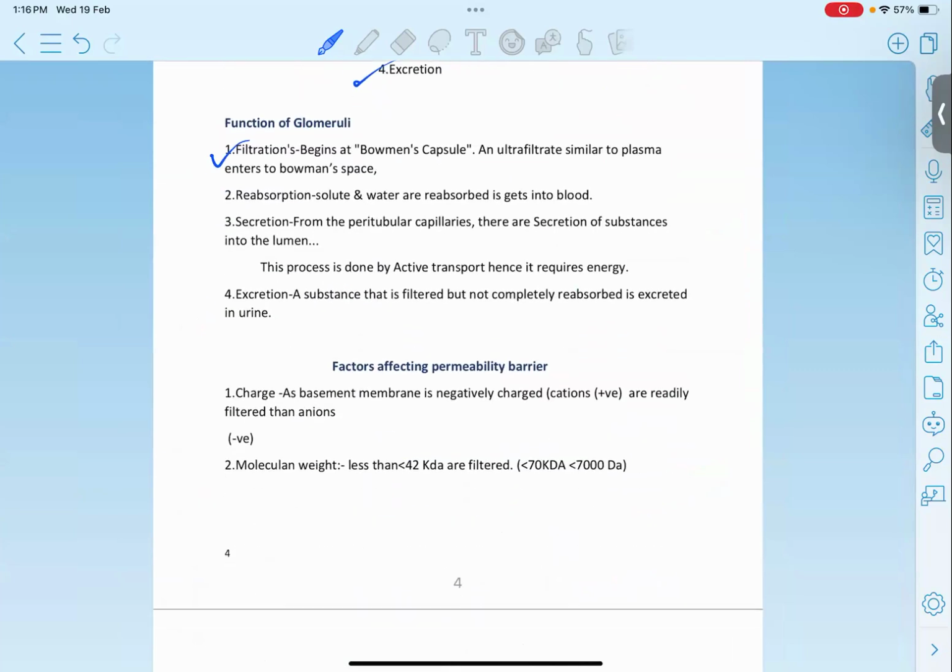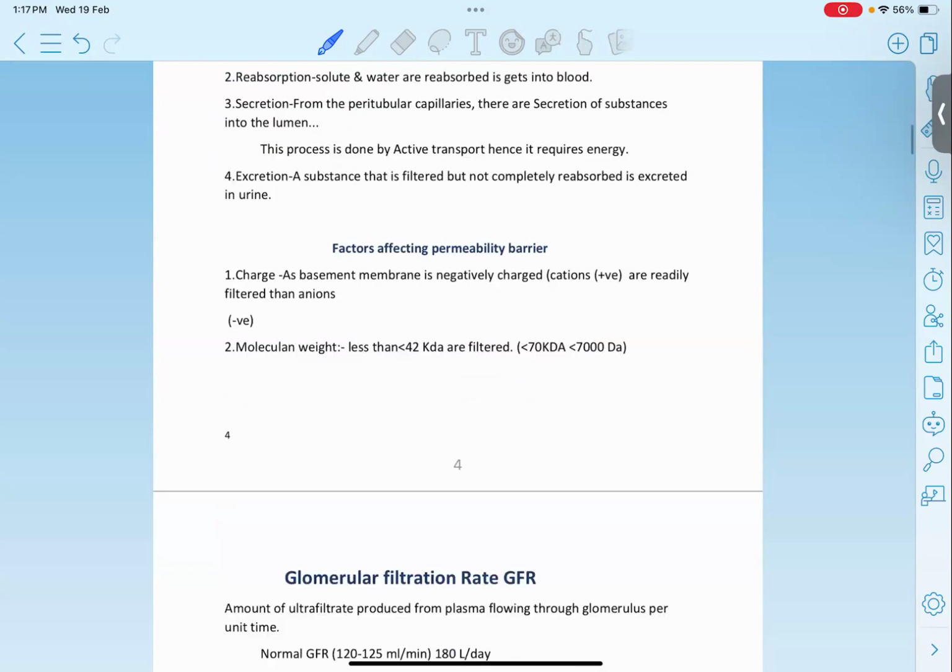This is all about filtration. Next is reabsorption. So we will reabsorb whatever we need to keep: water and solute. And secretion from peritubular capillaries, there is secretion of substance into the lumen, which we will be discussing in a coming slide, how this secretion works. This process is done by active transport, so hence it needs energy. Any active transport needs energy. Next is excretion. Excretion means that substance that is filtered but not completely reabsorbed will get excreted into the urine.